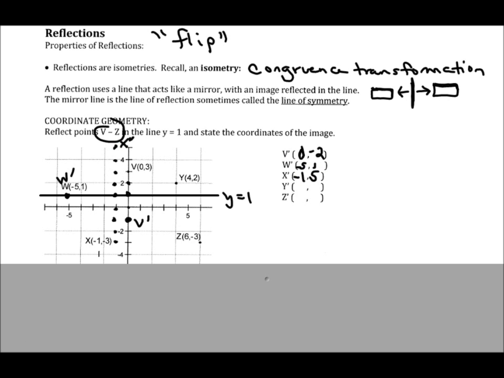Alright, so now I'd like for you to pause the video and reflect these two remaining points over the line y equals 1. So for Y prime you should have gotten 4, 0, and Z prime you should have gotten 6, 5. If you didn't, ask a partner or raise your hand.